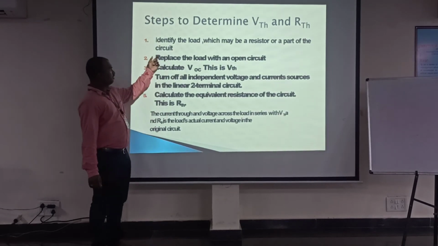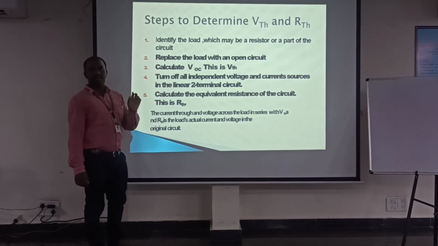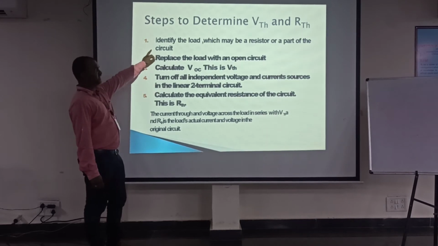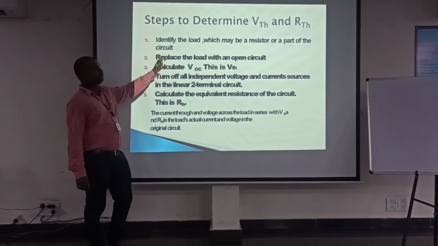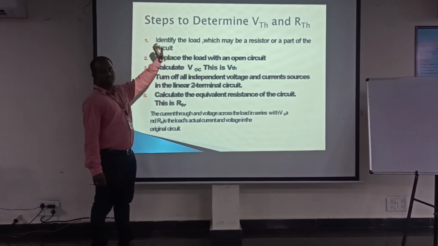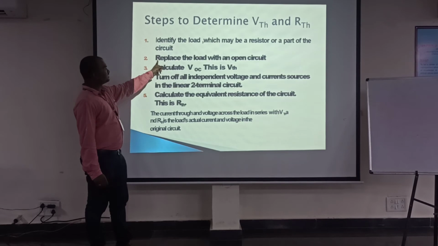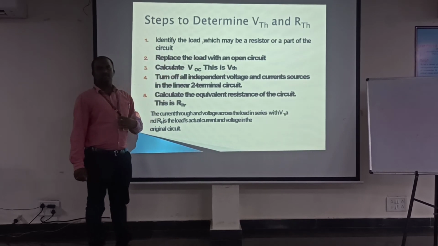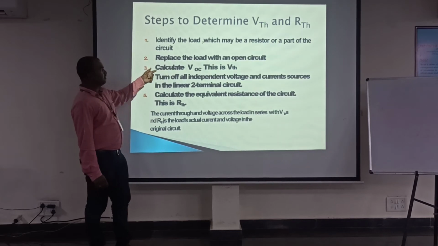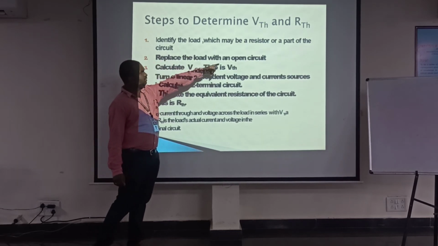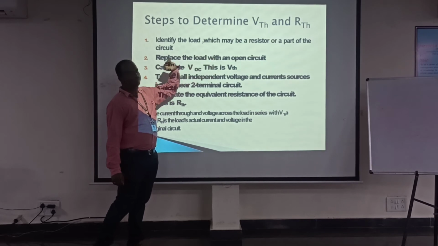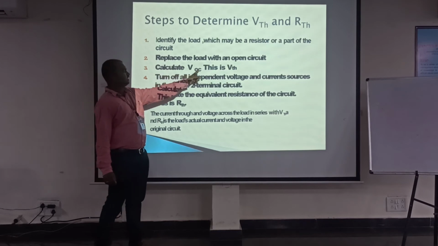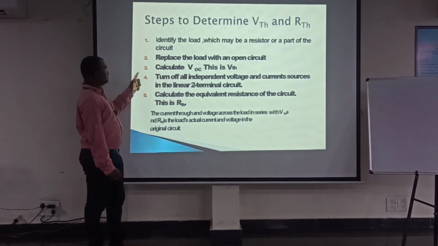We have to follow different steps to find the response using Thevenin's theorem. First, you have to identify which part of the circuit you need the response for. Next, replace that load or resistance with an open circuit. That is the first step. In the second step, once you remove the resistance, the open circuit is formed. Then find the response across the open circuit terminals. That VOC is called VTH. That is the second step.